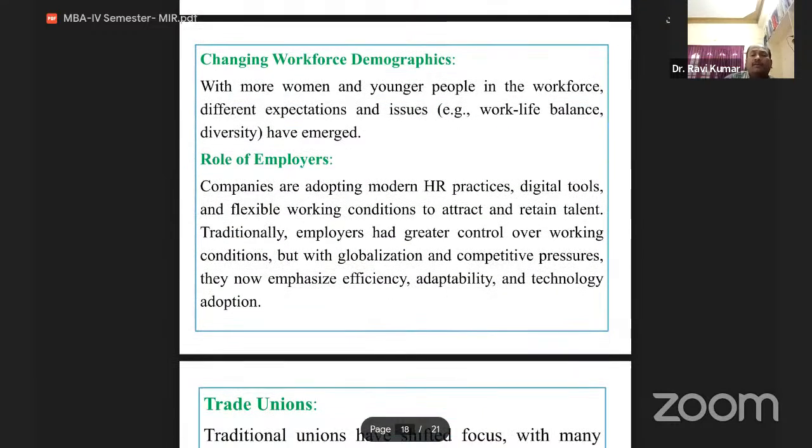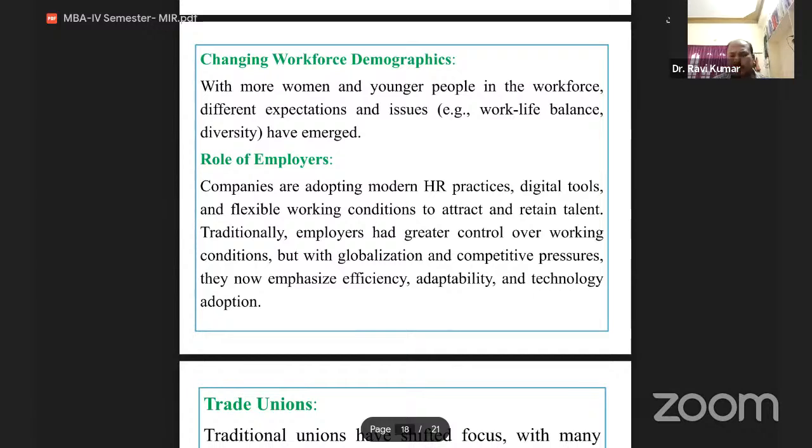The changing workforce demographics. We see that with more women and younger people in the workforce, different expectations and issues, for example work-life balance and diversity, have emerged. For example, a working woman is working for the organization, and at the same time she has to work for her family also. So she has to balance work-life in a two-way manner. But in the case of younger people, they work for the organization effectively. So all of these emerged in this changing of the workforce.